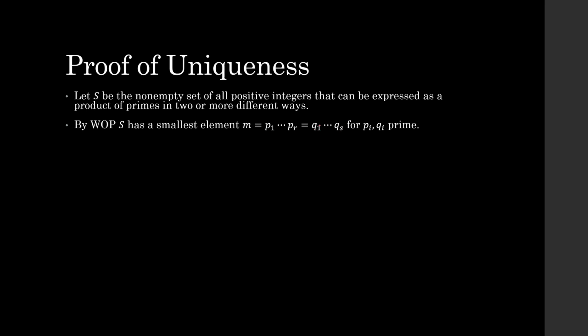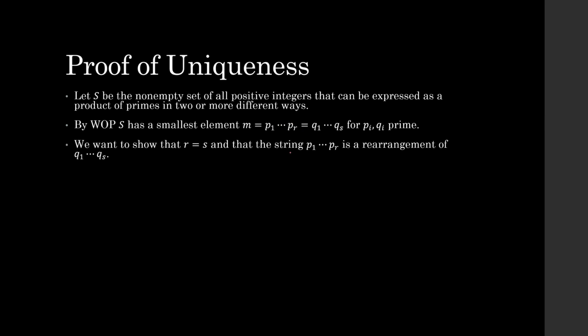So we've got some qi which is not equal to any of the p's in here. And so what we want to show to get to our contradiction is that R is equal to S, so that they have the same amount of prime factors first, and then that the string P1 all the way to PR is a rearrangement of the string Q1 all the way to QS. Note that here we're talking about a product, so this is P1 times P2 times P3 all the way to PR, while here we're talking about a string, so a sequence in some sense, right?